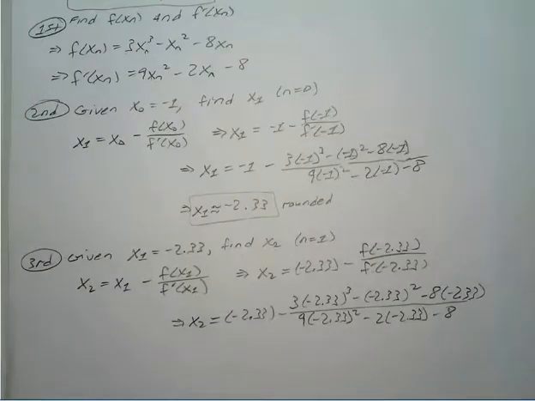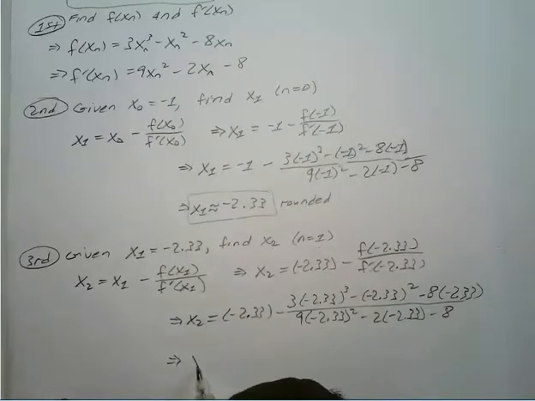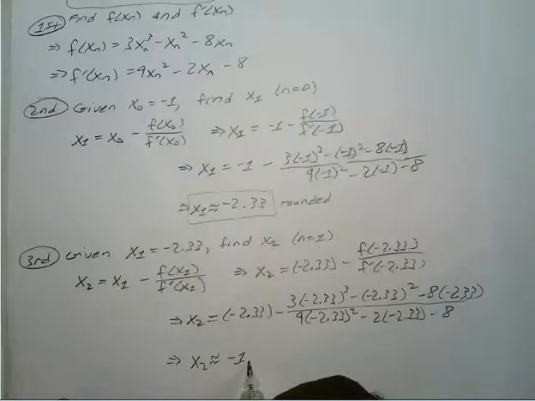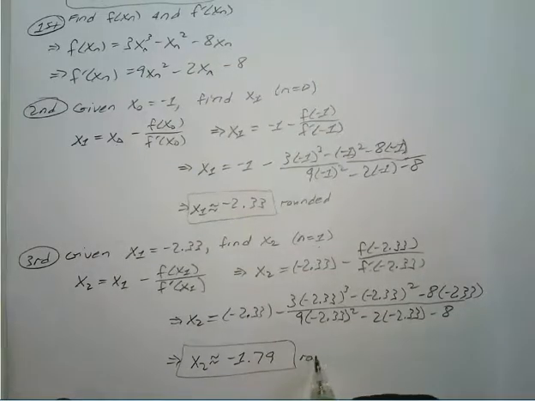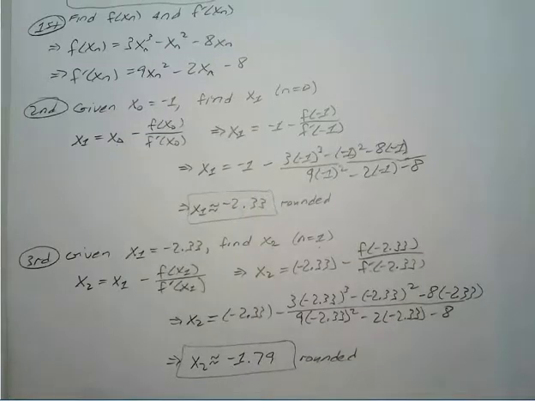Alright. So, what that gives us, once you put all of that into the calculator, and like I said, if you're really feeling fancy, you can do that by hand, but if you put all that into a calculator, your x number 2 is approximately negative 1.79. Again, that's your rounded answer.